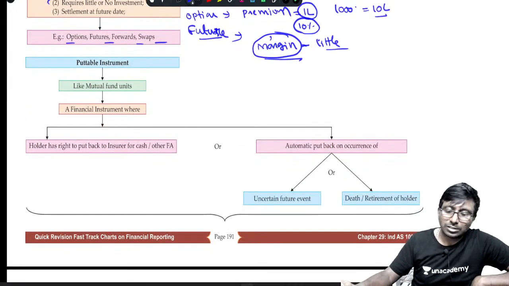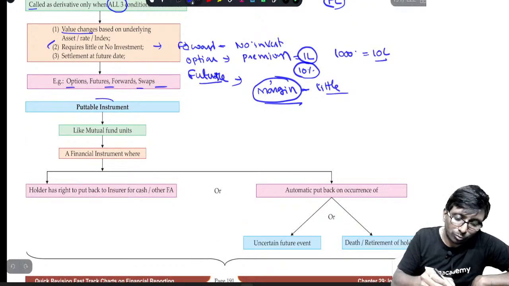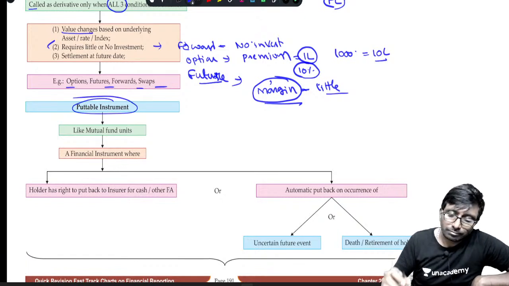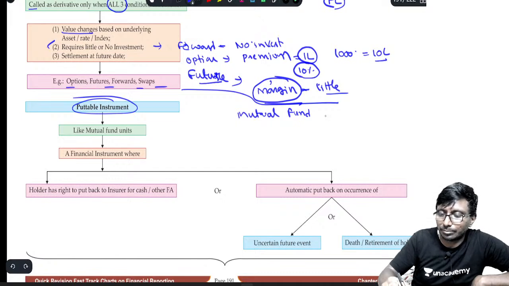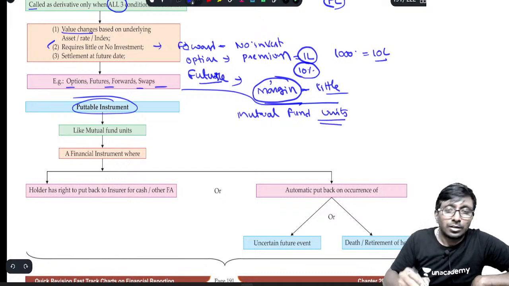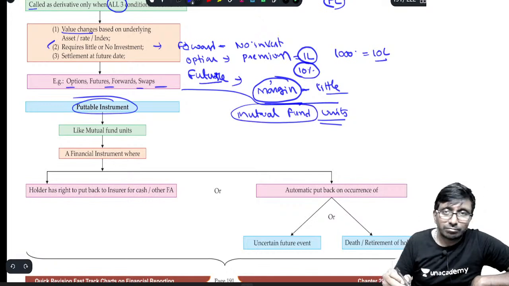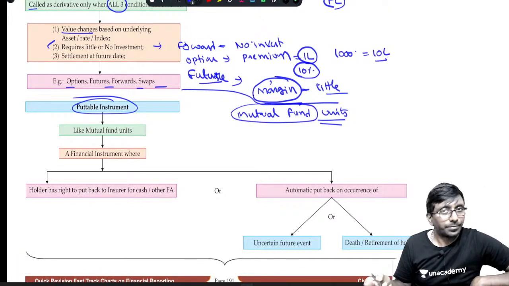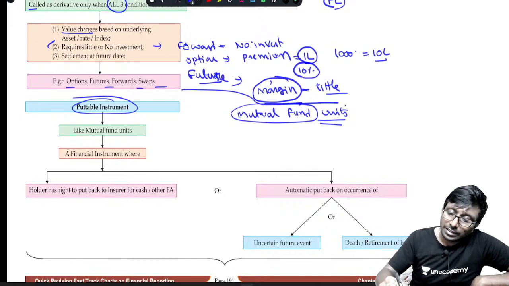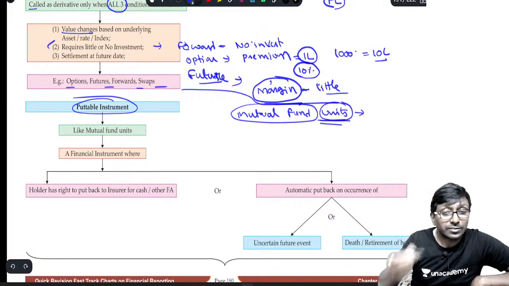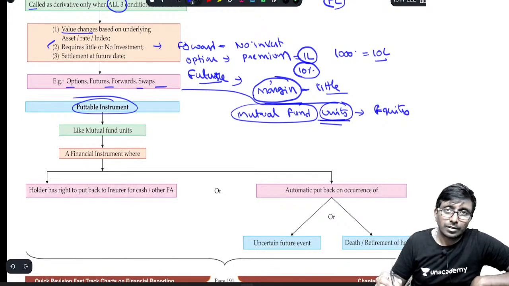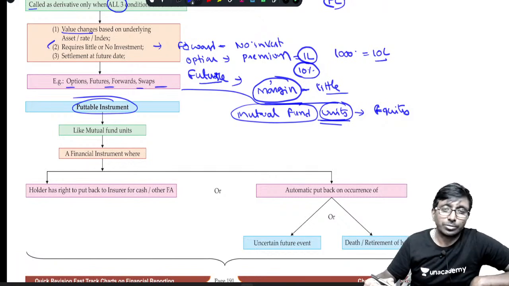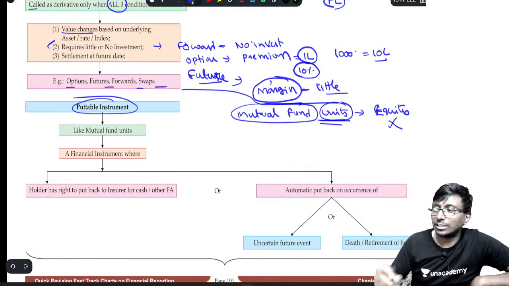Right. There is one more concept of putable financial instrument. The example which I always give you is mutual fund units. You will buy units of the mutual fund company. Is it correct? Now, first basic question: are mutual fund units equity for the mutual fund entity? Based on the definition understood so far, what do I say? No, sir, it is not equity.